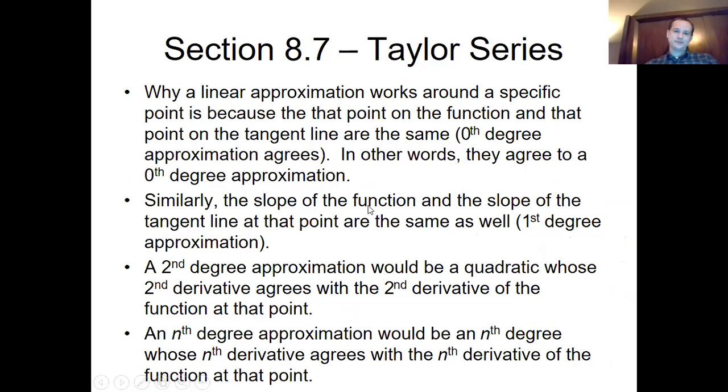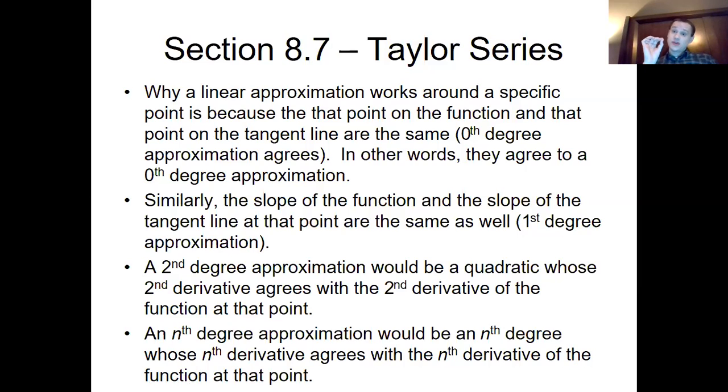Okay, well, let's see here. Why a linear approximation works around a specific point is because that point of the function and that point on the tangent line are the same. That's what we really want. When you're trying to find a tangent line or a linear approximation, the point is a point on the graph, right? And you want the slope of your tangent line to be the slope of the function at that point. So their 0th degree approximations match. What's a 0th degree? It's just a constant, which means their points match, okay? So they actually have the same y-coordinate, right?